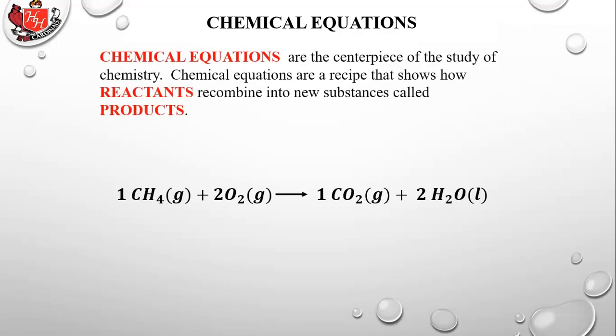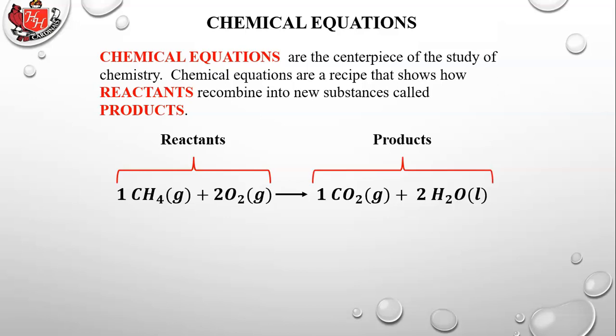So chemical equations are the centerpiece of the study of chemistry. Chemical equations are a recipe that shows how reactants combine into new substances called products. Down there on the left side of that arrow are the reactants. Those are the things that you put into the chemical reaction, that you start with. On the right side are the products, that's what you want to get out of the chemical reaction. So you want the CH4 and the O2 to recombine to form CO2 and H2O.